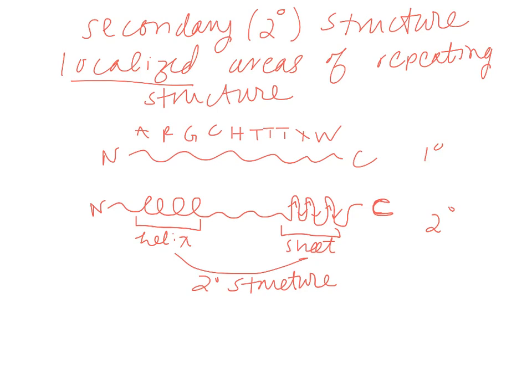Think about these as the amino acids that are close to each other in sequence. So this might be amino acid 4 through 15. This one might be 36 to 41. I'm just making these numbers up. But they're near each other in sequence. They're neighbors. They're not far in sequence, and they're repeating structures. All right, so let's go ahead and get started on the different types.